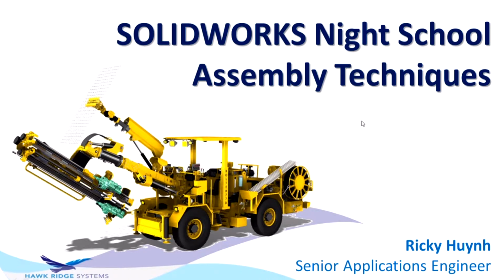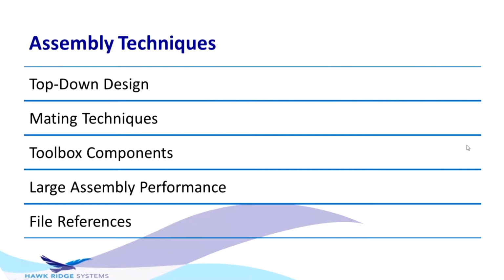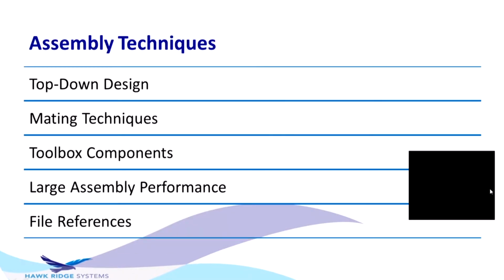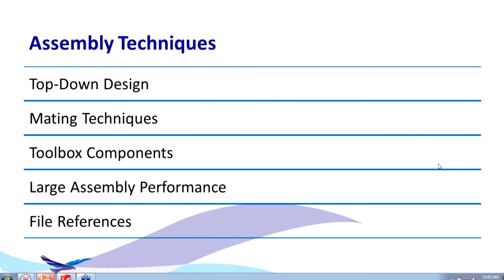Just a quick review. Yesterday we went over top-down design. That also covered things like master modeling technique, in-context design, and assembly features, and how you get them to propagate over to your model. Now what we want to focus on are mating techniques. Then we'll talk about Toolbox Components, things you can do to improve large assembly performance, and we'll wrap it up with file references.